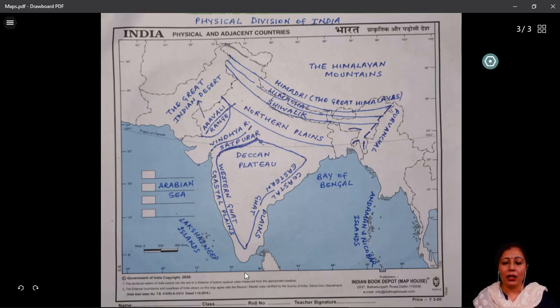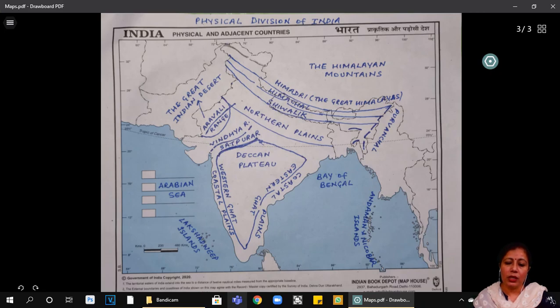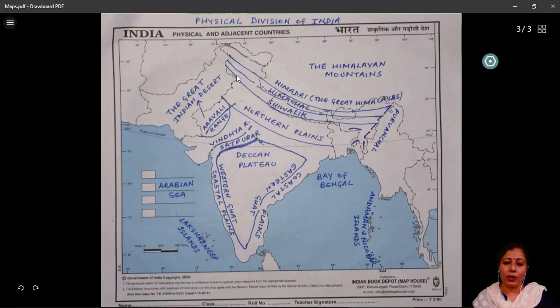You have to mark this map very carefully. So, please observe this, and then you have to mark it properly. At first we will begin with the Himalayan mountains.